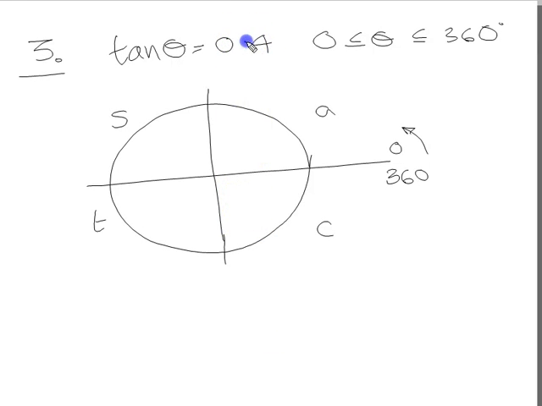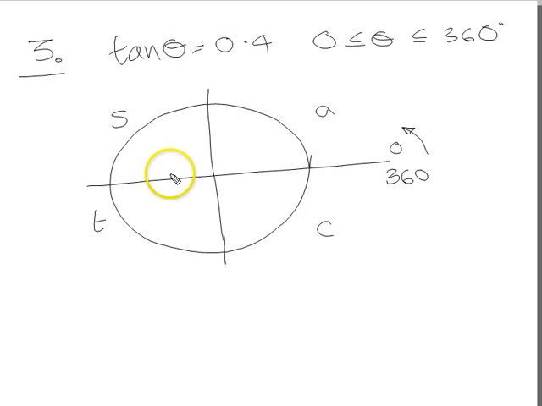Okie dokie, let's have a go at number 3 then. Tan theta equals 0.4. Tan is positive. I've drawn a little grid here, save a bit of time. CAST: cosine, all, sine and tangent. This is where the trig ratios are positive in these quadrants. If they're not positive, they're negative, right?